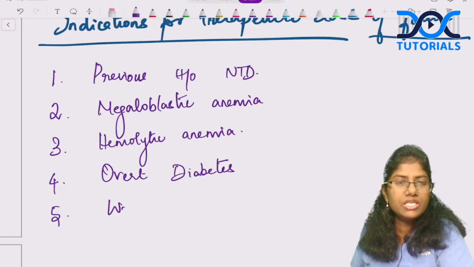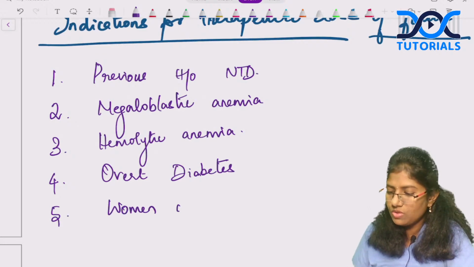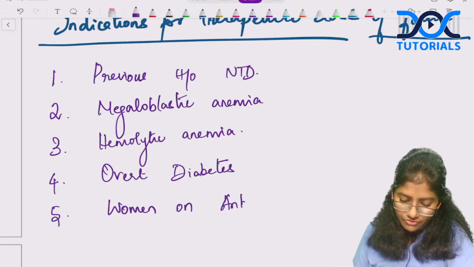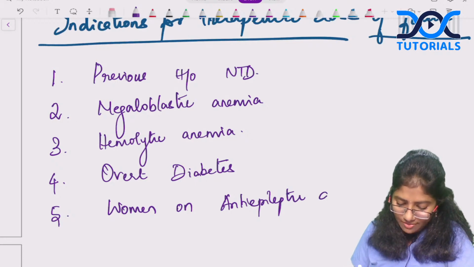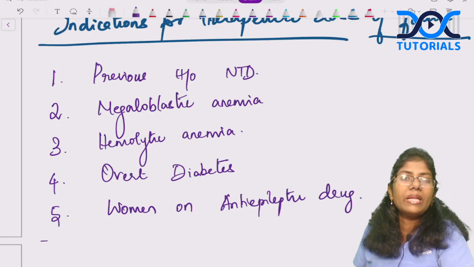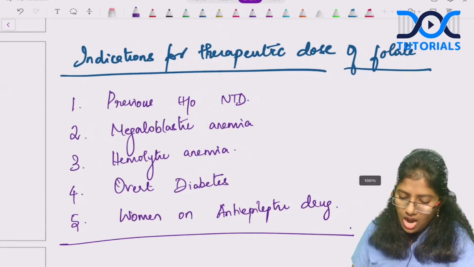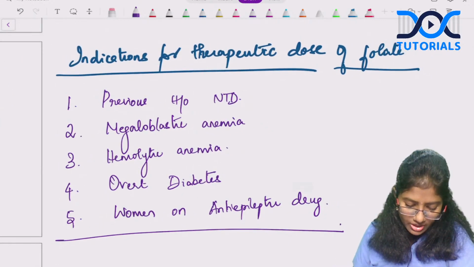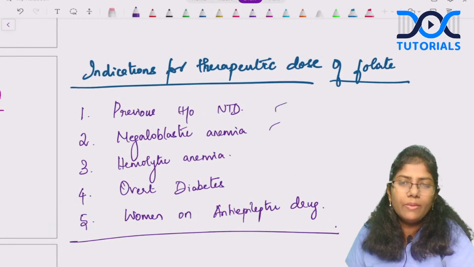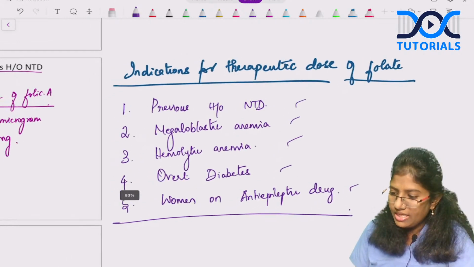What are the indications for therapeutic dose or high dose folic acid? Previous history of neural tube defect, megaloblastic anemia, hemolytic anemia, overt diabetes, and women on anti-epileptic therapy. So these are the indications for high dose folic acid or therapeutic dose of folic acid. Do you all understand now?